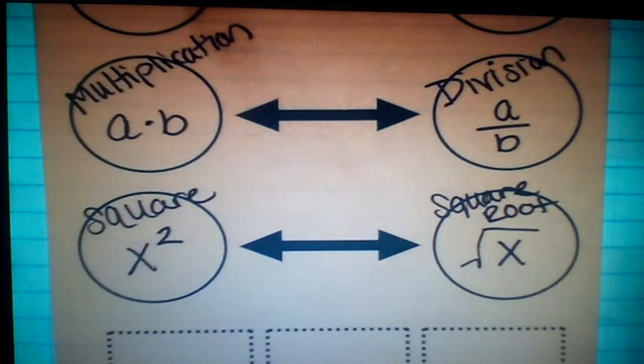Okay? You'll also talk in math 2. If you cube something, to undo the cube, you would take the cubed root. If you raise something to the 4th power, to undo it, you take the 4th root. The 5th root, the 6th root, the 7th root. It will go on from now till infinity. You will never stop. Okay? Yes, that is a radical. Another name for the square root is a radical.